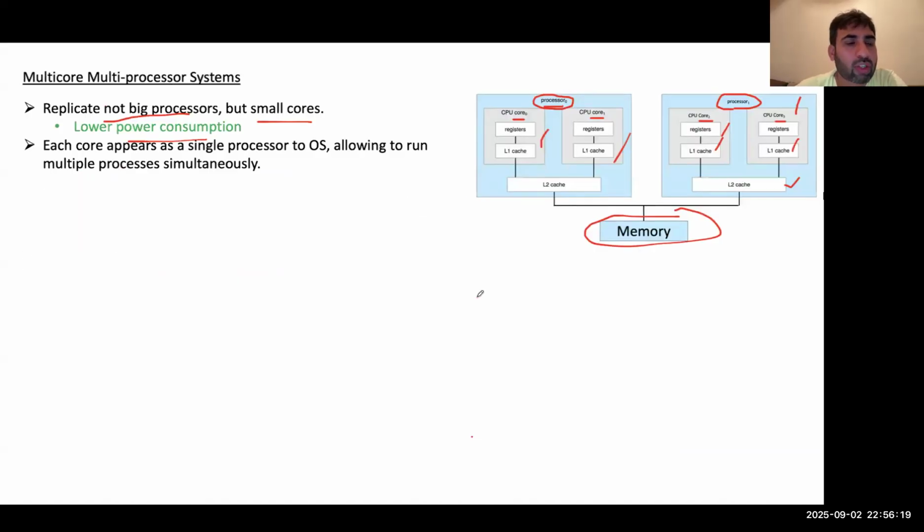Okay. So each core appears as a single processor. Now here we have 4 cores in this figure. The good thing is that from the perspective of the operating system, each of these cores is logically a single processor. Which basically means that for an OS, it is enough to have a core to run a process. So then the OS can run process A on core 0, process B on core 1, process C on core 2, and process D on core 3.